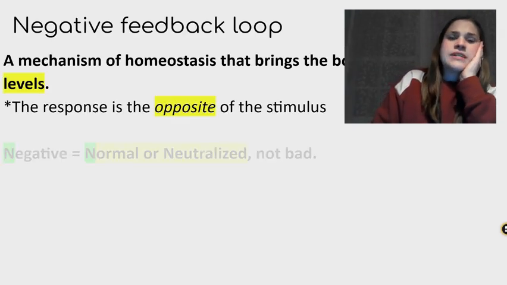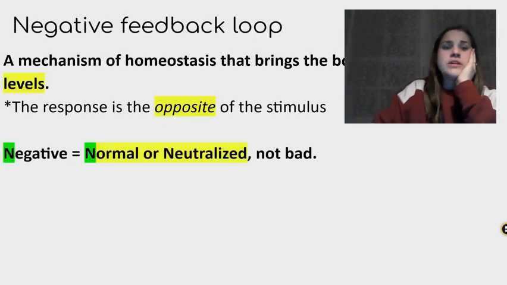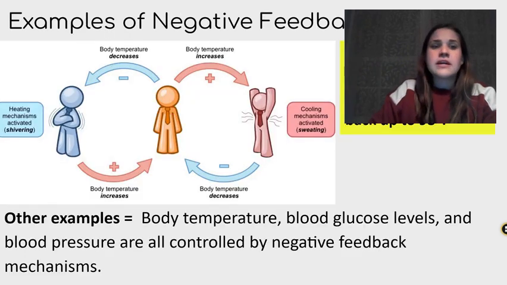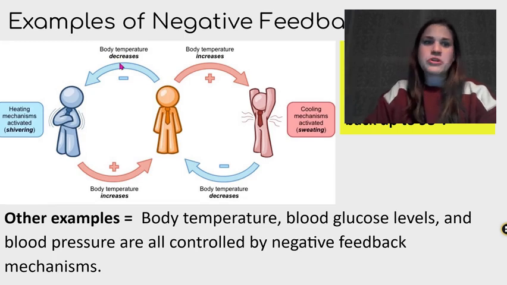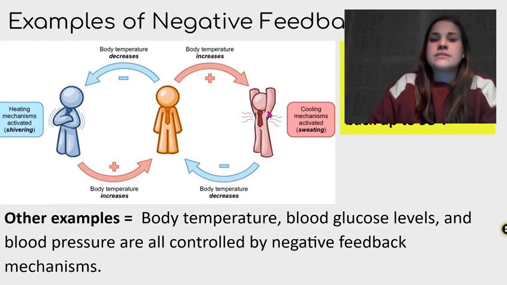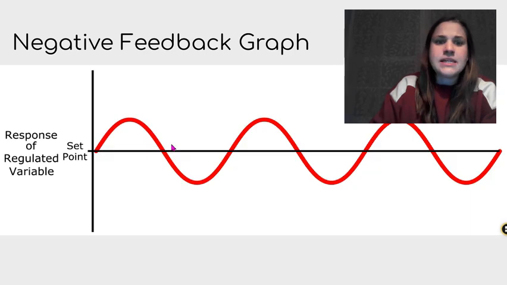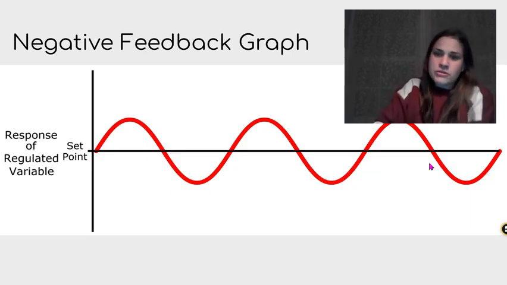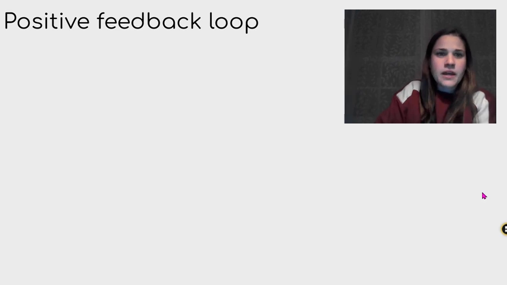what we look for is that it's bringing the body back to normal. So usually the response is the opposite of the stimulus. And a classic example is temperature. When you get too cold, you shiver, which warms your body back up. When you get too hot, you sweat, which brings your body back down. And if you graph this, it looks like it's oscillating around this homeostatic perfect level.